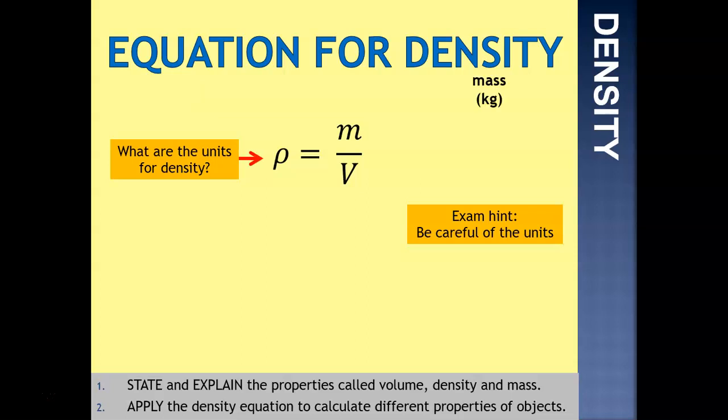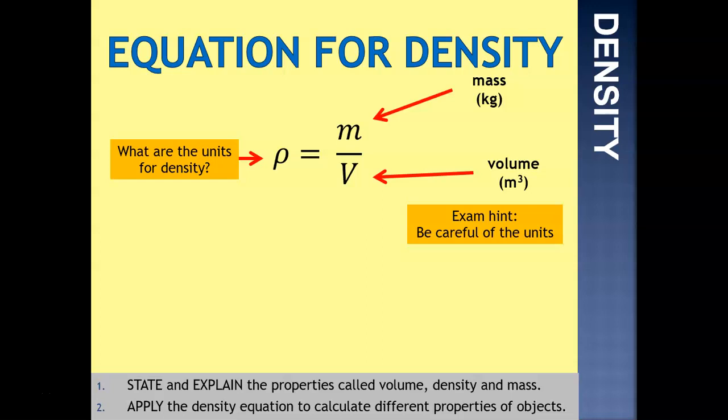That's density. M is equal to mass, and V is volume. So density is equal to mass divided by volume. How much something weighs divided by how much space that object takes up. The bigger the mass and the smaller the volume, the higher the density.